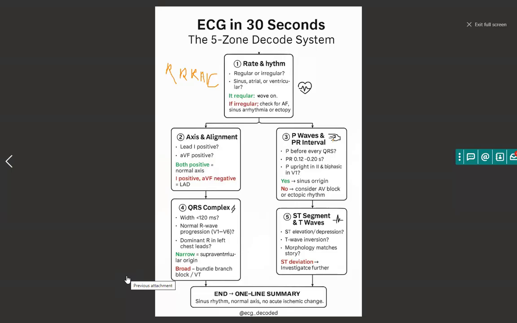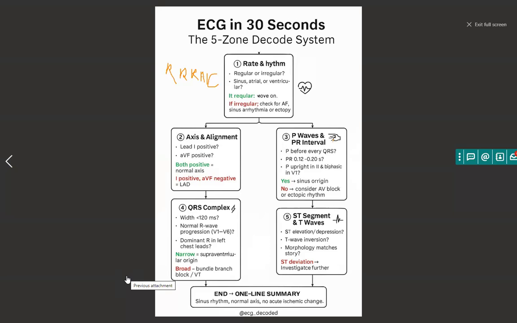And what you're trying to find out is, where are my P waves? And is every QRS being followed by a P wave? If a P wave is being followed by a QRS, a P wave is being followed by a QRS, and suddenly the P disappears, what are you thinking about? You're thinking about a block, right? Is there a kind of block going on here?